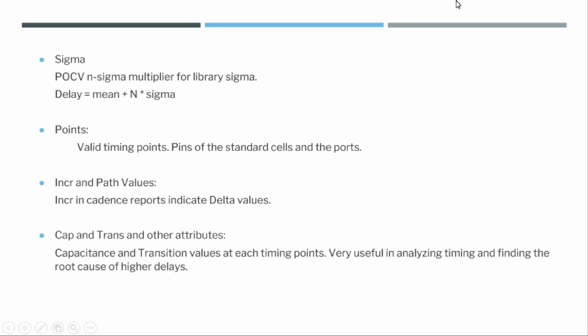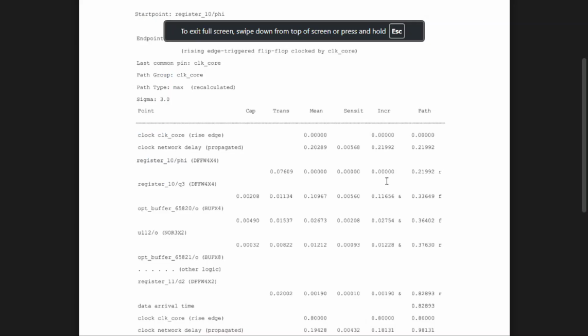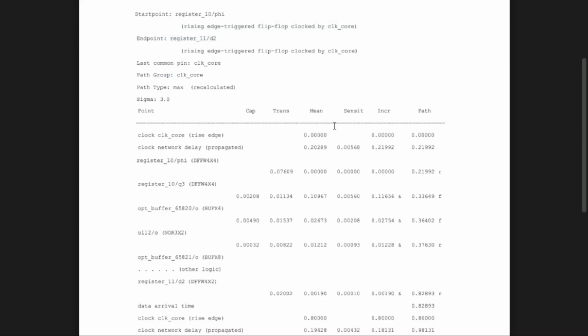All right, the sigma value which it is showing, which is 3, is actually the n value here. For example, if you take any of these delays over here, which is path, it is saying this is the mean, and there is something called sensitivity, and this is actually the actual sigma value. The standard deviation, which is 5 ps, is here.